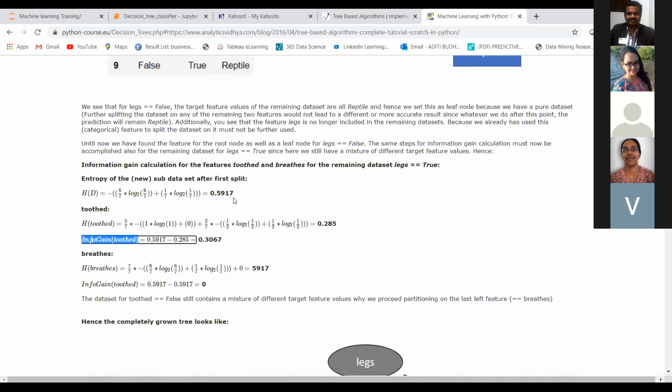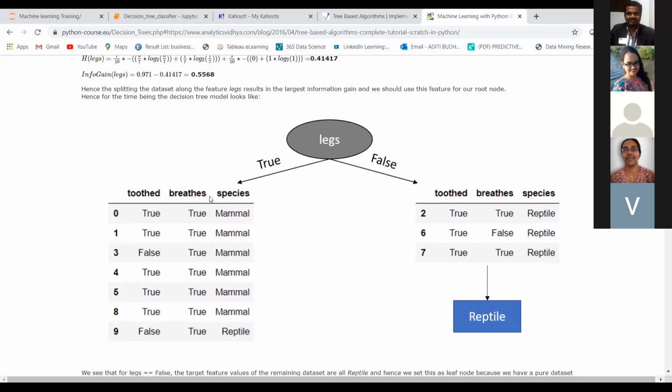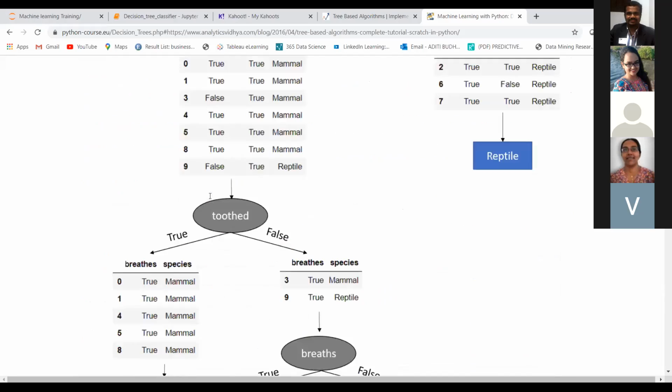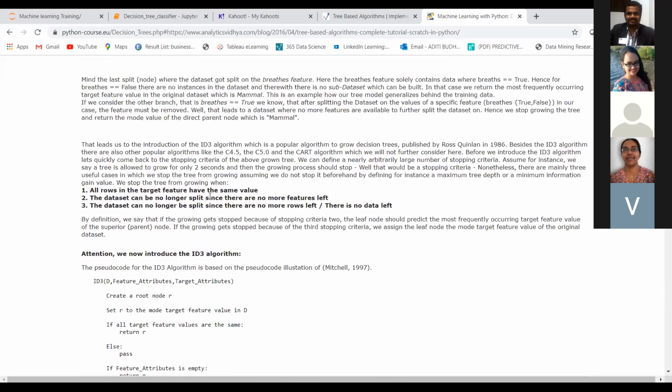So we had seen that we had got the entropy for, wait a minute, we were seeing for the tooth, right? Where did it go?